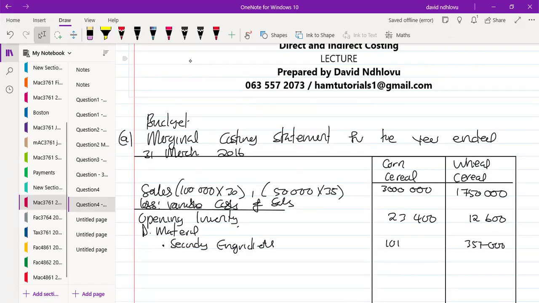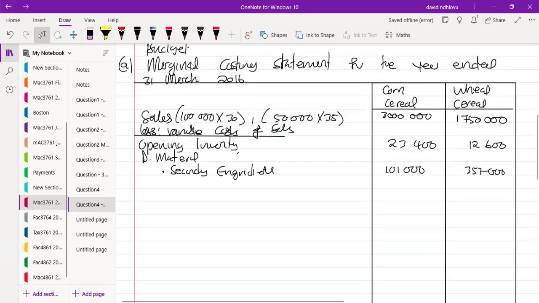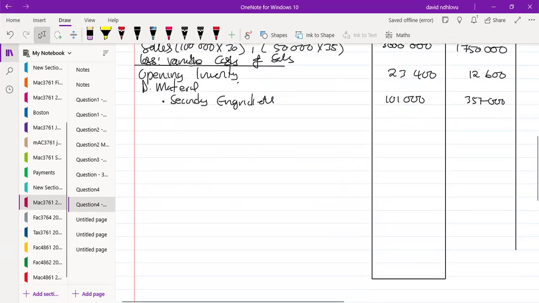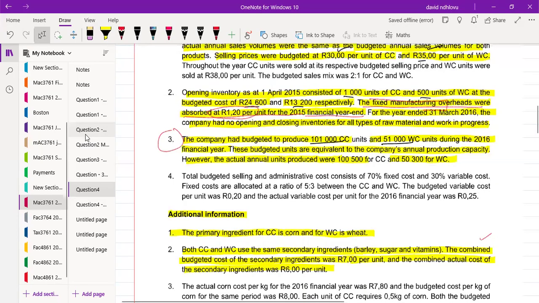So we have 101,000 here. Right, there will obviously be more raw materials. Right, let's continue.